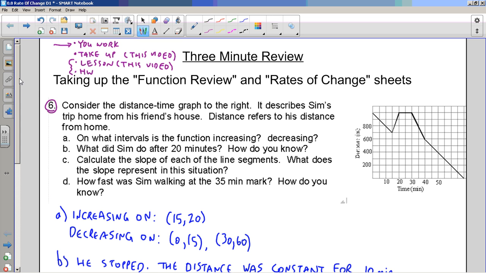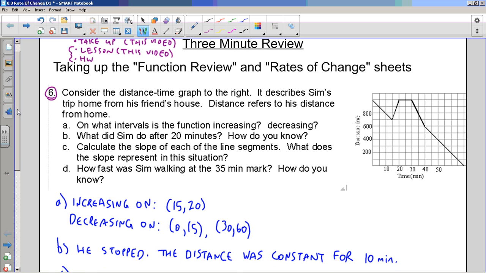I'm going to zoom through taking up the work you did on the functions review and rate of change sheets very, very quickly. We can discuss it in class and then get to the lesson. So if you haven't done that work, please stop the video and do that work first. It might mean that you have to watch the video in class, but so be it for today. Again, I'm going to take this up right now. You should have tried it. At any point, if I'm going too fast, just stop, right?